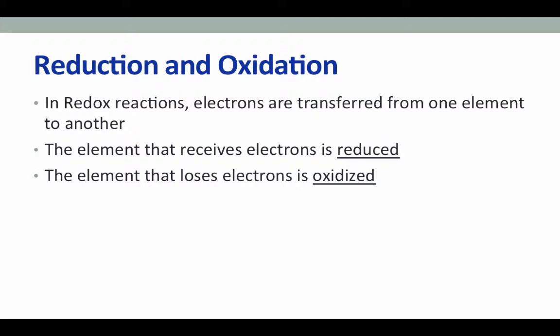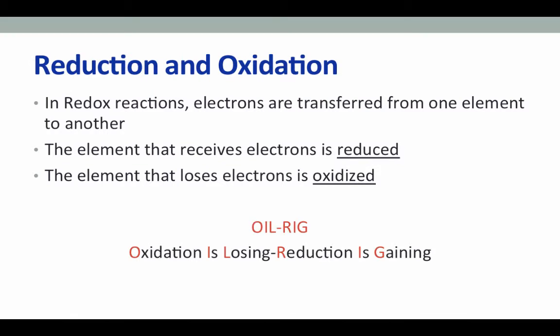In redox chemistry, electrons are transferred from one element to another. The element that receives electrons is called reduced, and the element that loses electrons is called oxidized, and these two reactions are always paired. You might use the acronym OIL-RIG to help you to remember the definition of these terms. OIL stands for oxidation is losing, meaning oxidation is losing electrons, and RIG, reduction is gaining, so the element that's reduced gains electrons.